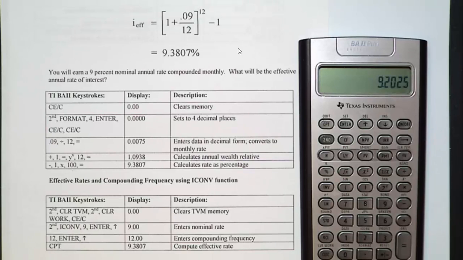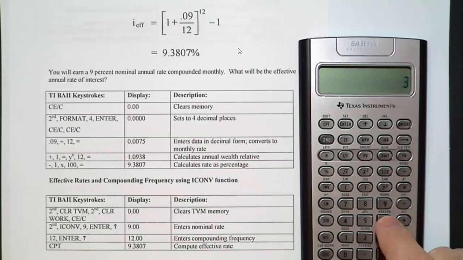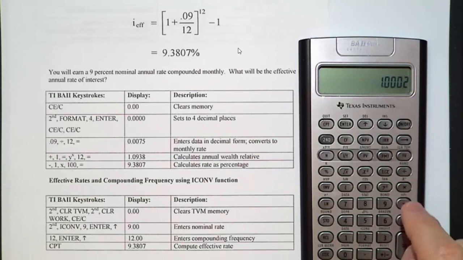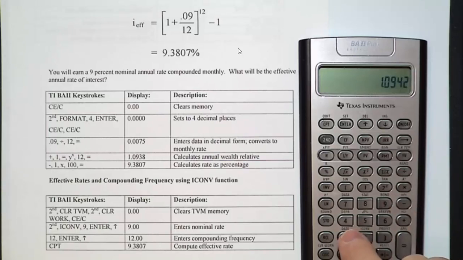And we'll just try compounding daily. Won't go continuously, but let's try daily compounding. 0.09 divided by 365 plus 1 equals y to the x, 365 equals minus 1 times 100 equals 9.4162. So the more frequent the compounding, the higher the rate of return that you earn.